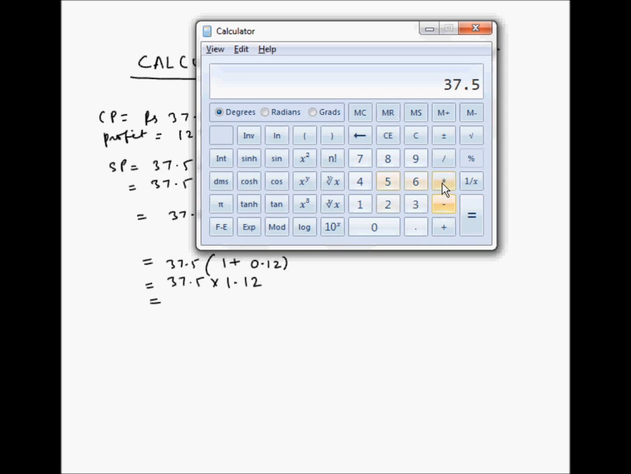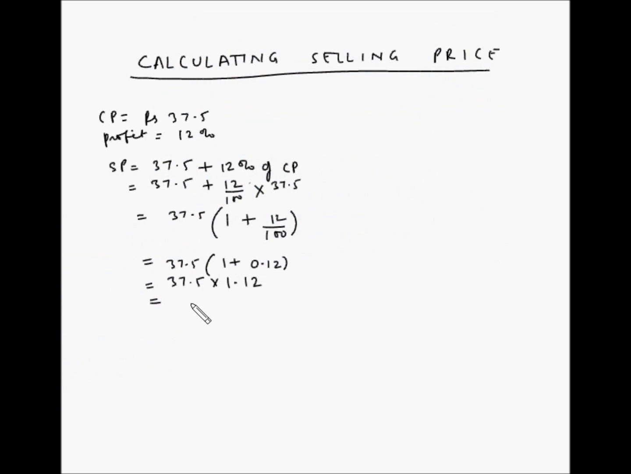So let's calculate 37.5 multiplied by 1.12. So this is equal to 42. So this is our selling price. So to make a profit of 12% on a cost price of 37.5 rupees, you will sell the article or the item for 42 rupees.